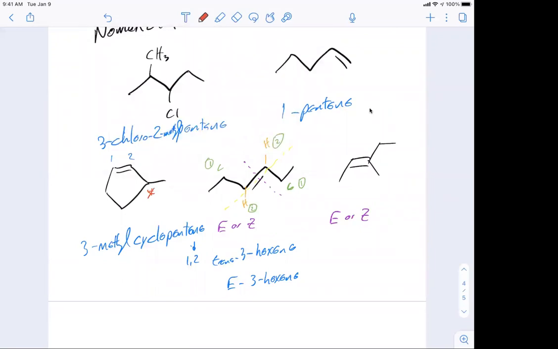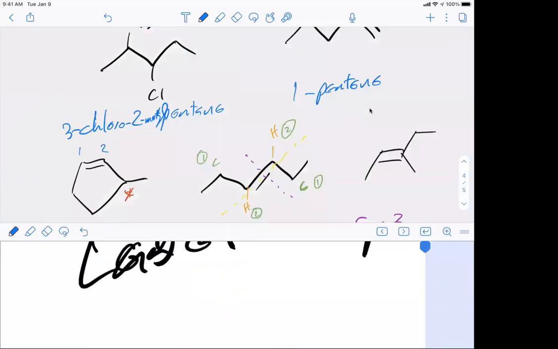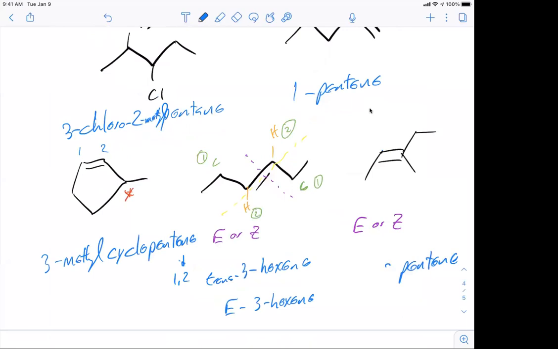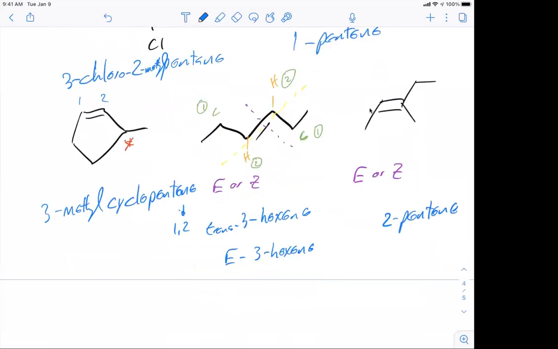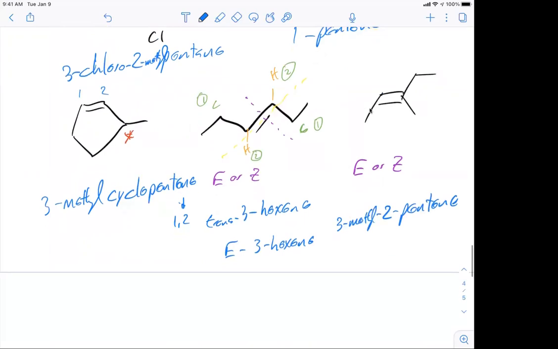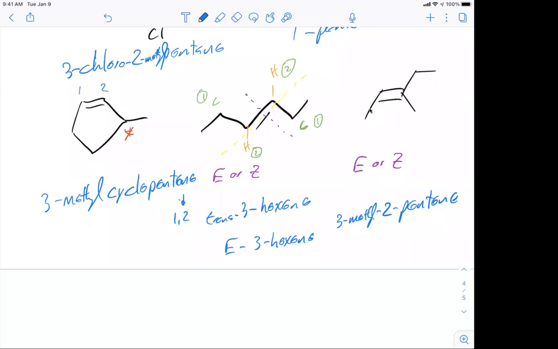Okay. If we look at our next one over here, we have 1, 2, 3, 4, 5, right? So this is going to be a pentene. We need to say where that is. So it gets priority. Therefore it's going to be 2, which then is going to make the methyl 3. So we're naming it as the ene. The ene gets priority. And then here we cannot use cis and trans.